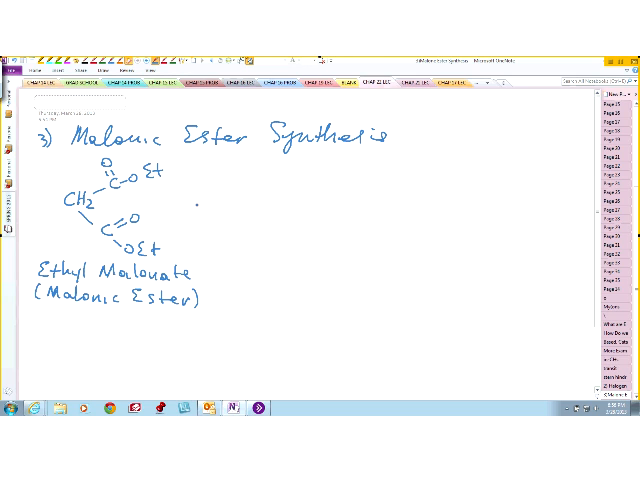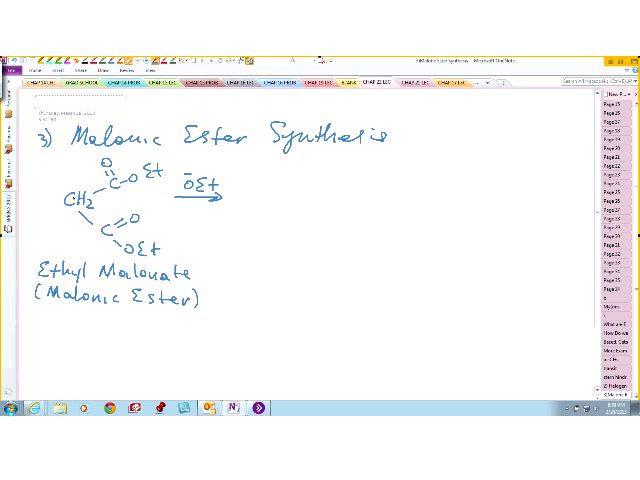If you take ethyl malonate and you take sodium methoxide or potassium methoxide, what do you form at this point? What happens with methoxide and this here? We are going to get an acid-base reaction.